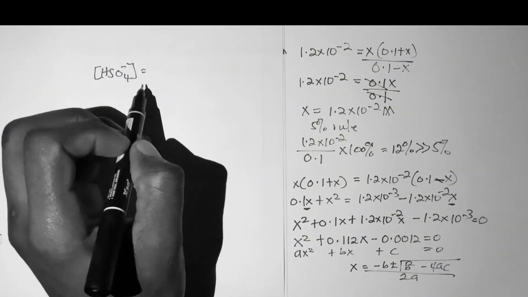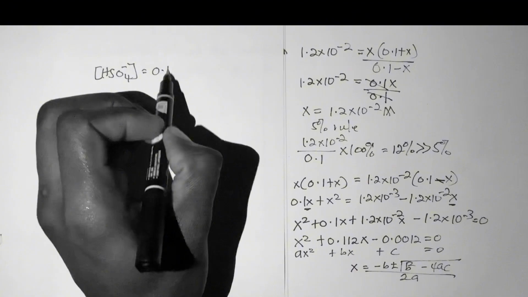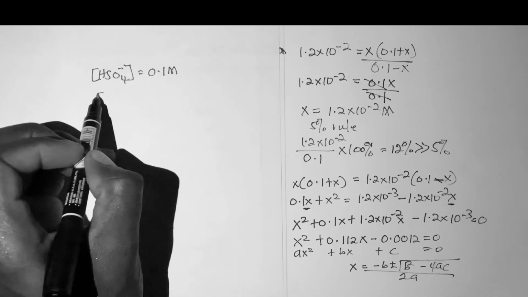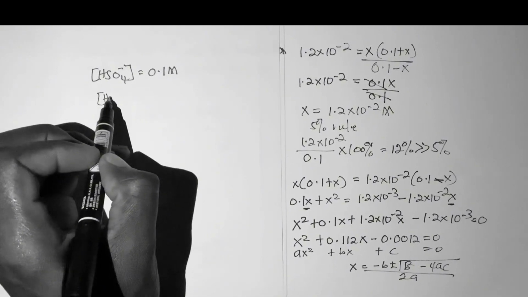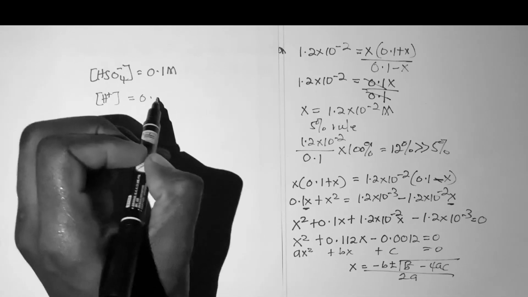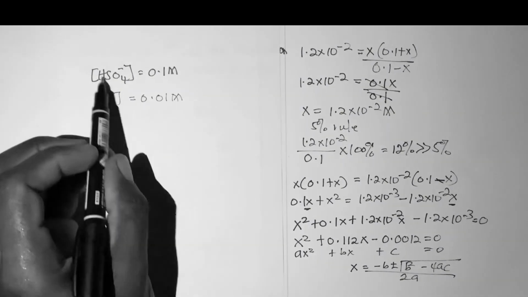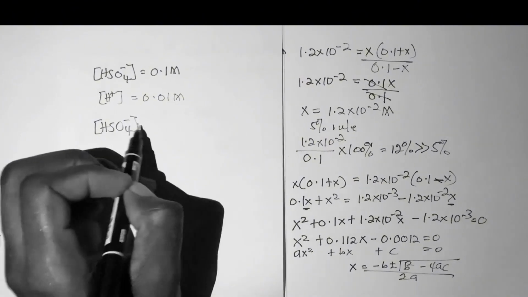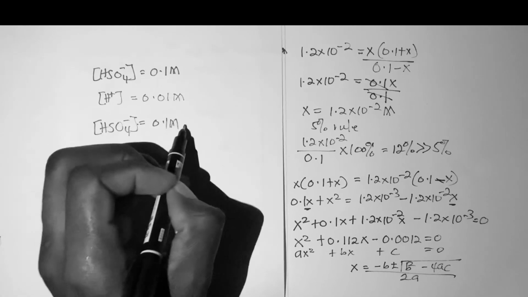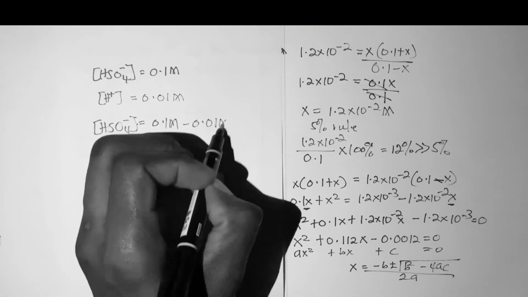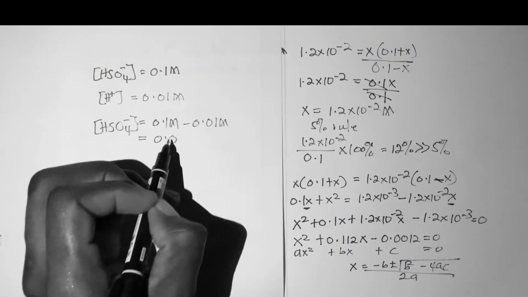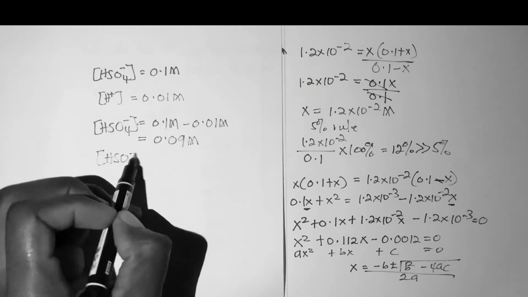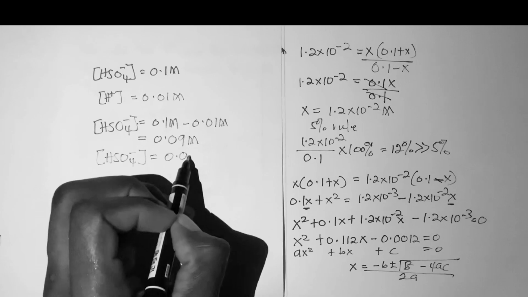Finally, let's calculate the concentration of the HSO4 minus ions. So remember that from the original concentration we had 0.1 molar. But this further dissociated to give us a concentration of H plus of 0.01 molar. So the amount of HSO4 minus ions that is truly in solution is going to be 0.1 molar minus 0.01 molar, and that will give us 0.09 molar. So the concentration of the HSO4 minus ions in solution is 0.09 molar.